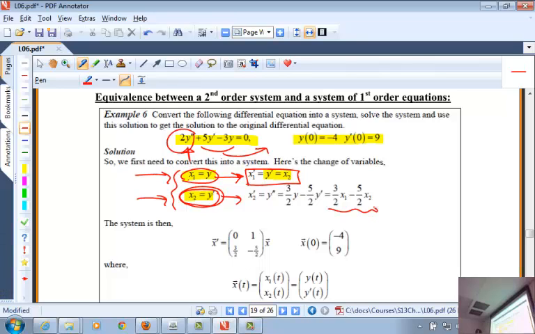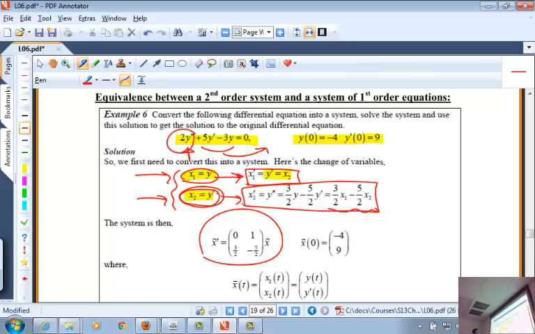This you can do even for a 3x3 system, 4x4 system, etc. Just have to define additional variables. If I had a third order equation, I will define x3 equals y double prime. Okay? So you get this equation, which is the matrix representation of this equation.